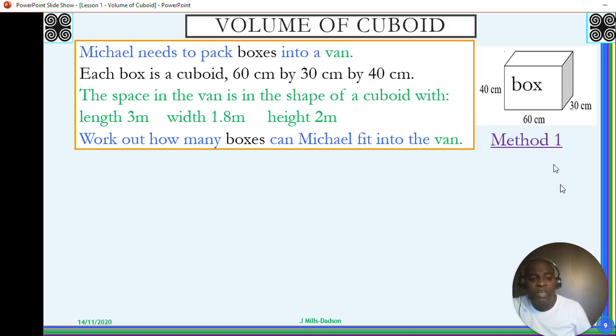Style question. We have a box 40 cm by 60 cm by 30 cm, and we have a van 3 meters, 1.8 meters, 2 meters, and we are trying to pack as many boxes into the van, and the question is how many boxes could fit into the van. I'm going to show you two ways.